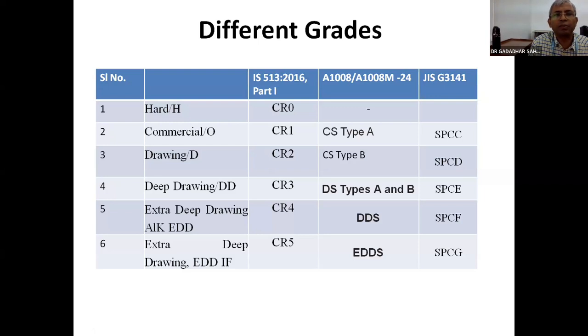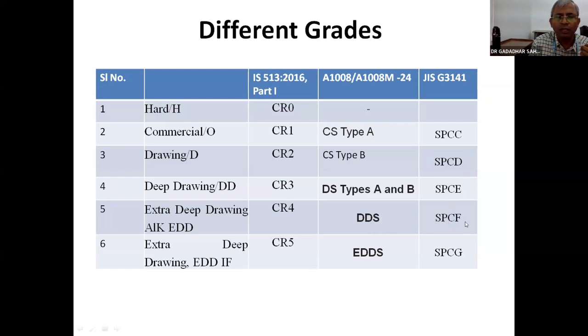The corresponding equivalent grade for hard is CR0, which is supplied only after the temper mill, without annealing, in the hard rolled condition. CR1 is equivalent to CS Type A, which is equivalent to SPCC in JIS G3141. CR2 is equivalent to CS Type B, SPCD. CR3 is DS Type A and B, SPCE in JIS G3141. CR4 is DDS, deep drawing steel, and SPCF in JIS G3141.